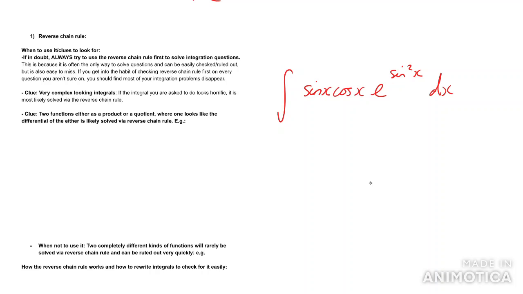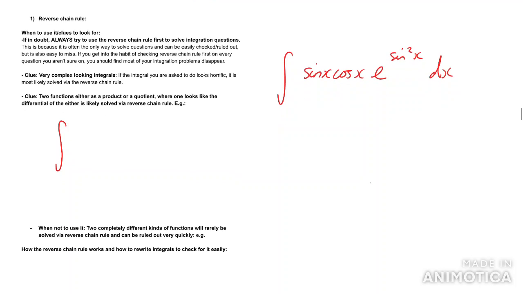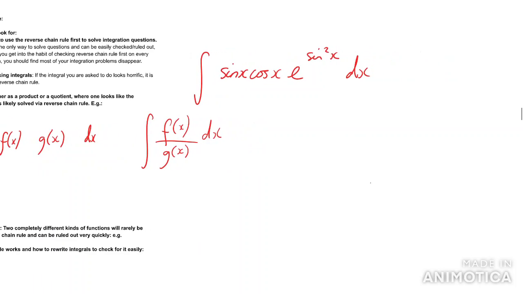So that's your first clue. The other clue to look for is that reverse chain rule is used whenever you've got two functions as either a product or a quotient. We'll talk about that in a bit more detail in a second. So either f of x, g of x, or f of x over g of x, where one looks like the differential of the other. That's a good place to start for reverse chain rule.